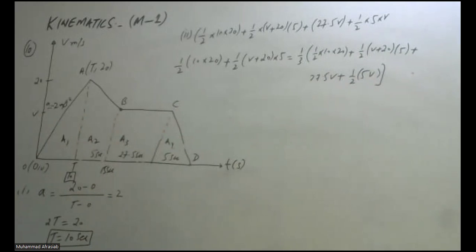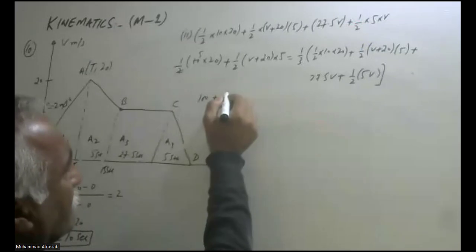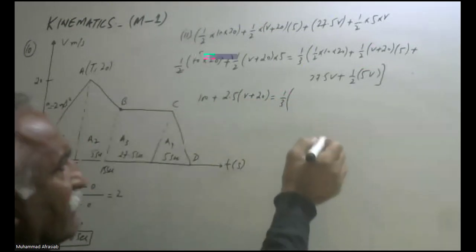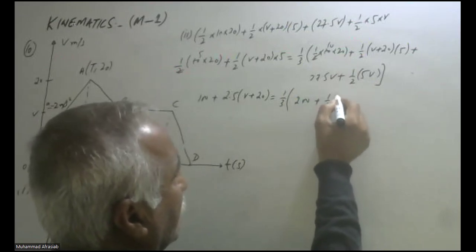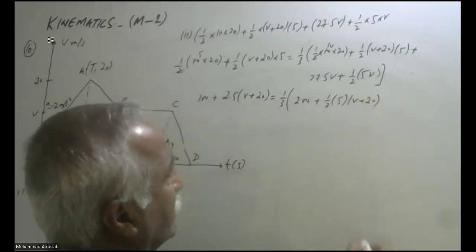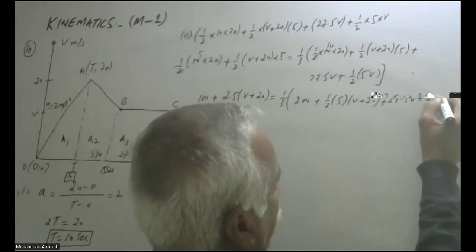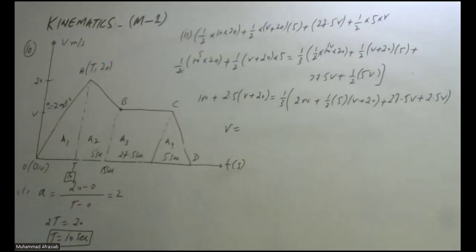After doing this calculation, we can write it as 100 plus 2.5 into V plus 20 is equal to one third of this part, that is equal to 200 plus half into 5 into V plus 20 plus 27.5 into V plus 2.5 V. So we can calculate the value of V, which is equal to 12.